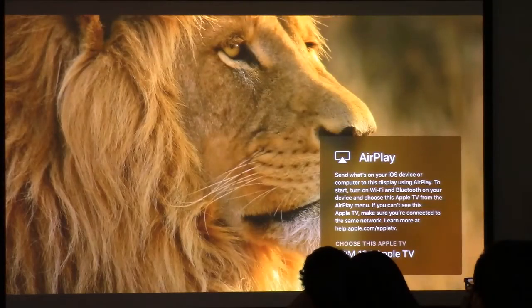Every time. It says it's still hooked up.